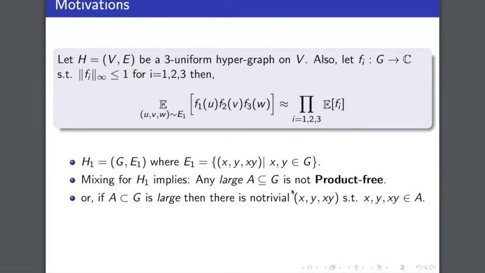Now, because A is very large, the right side will be a non-zero element. And from mixing, it will follow that the left-hand side will also be non-zero. Okay, so we have the left-hand side to be non-zero, but if A was indeed product-free, then the left-hand side must be zero. So it follows that the subset A is actually not product-free, because we know the left-hand side is non-zero. So this is the rough idea behind the argument.